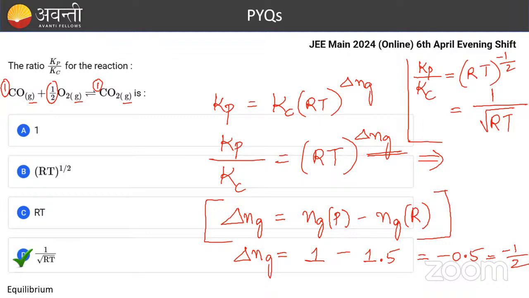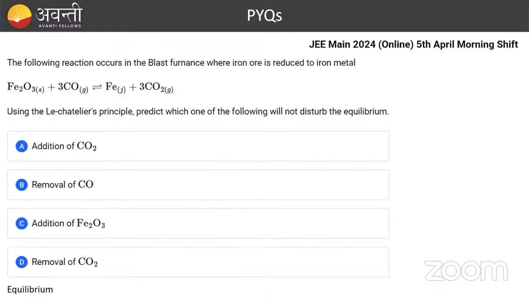Okay. Let's go for the third question. The following reaction occurs in the blast furnace where iron ore is reduced to iron metal. Fe2O3 reacts with carbon monoxide giving Fe and carbon dioxide. Using Le Chatelier's principle, predict which one of the following will not disturb the equilibrium.